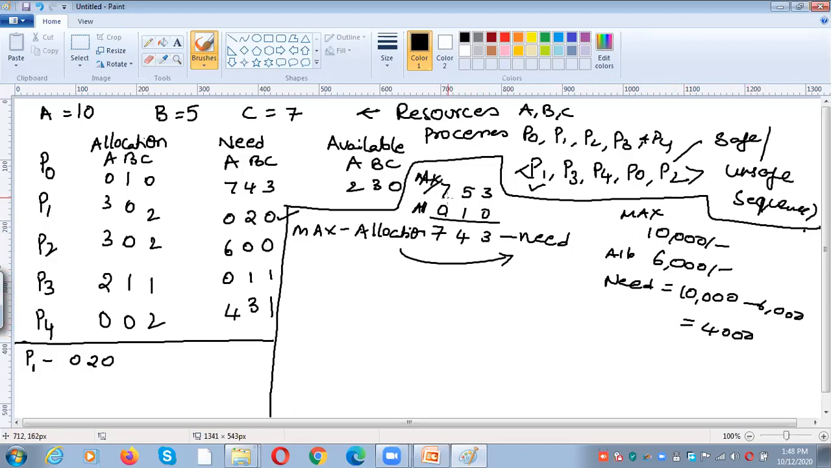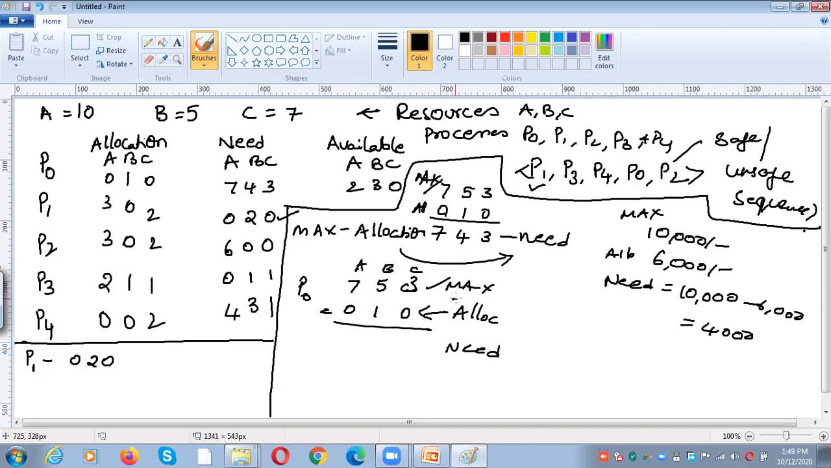Like that, in order to accomplish the task, P0 requires 7 instances of type A, 5 of type B and 3 of type C. How many are allocated? We allocated only 0 1 0. To find how many are still required, we need to subtract, like 10,000 minus 6,000. This is the maximum required, we allocated 0 1 0, then the need is max minus allocation: 7 4 3.